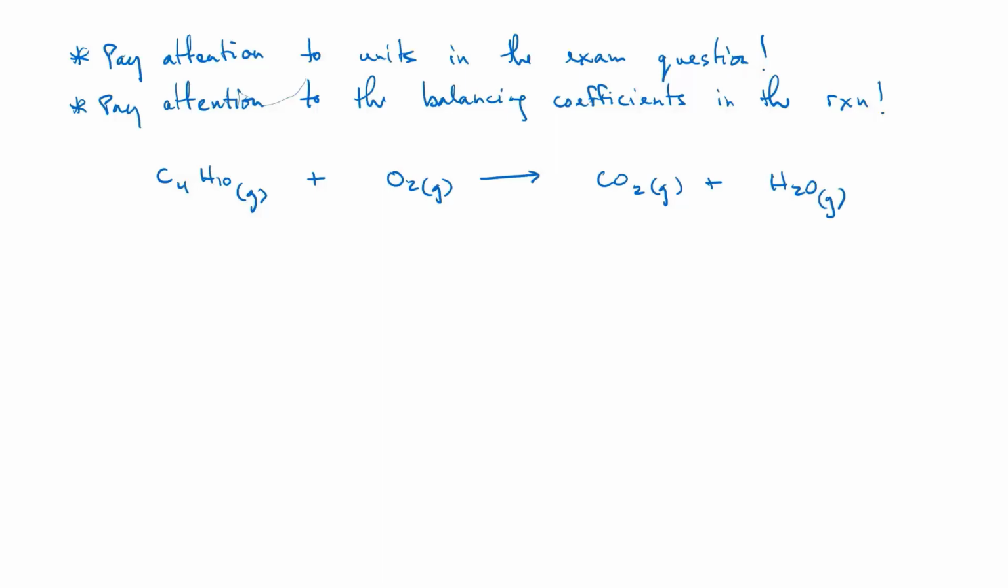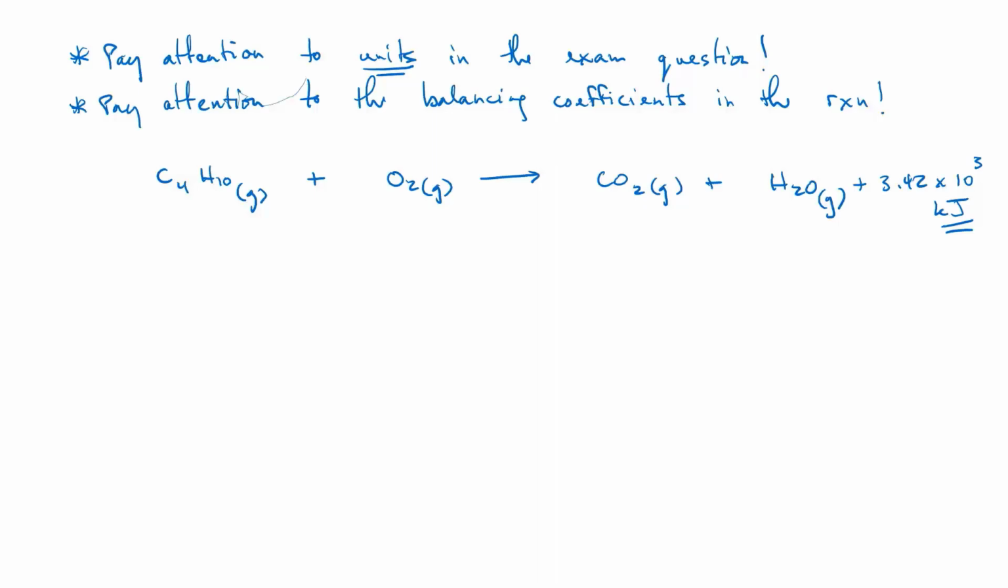Now this is an exothermic reaction, so we would place the energy term on the right side. Let's say it's 3.42 times 10 to the 3 kilojoules. Notice how I'm giving it in kilojoules. This goes with what I was saying, that you want to pay attention to the units in the chemical reaction.